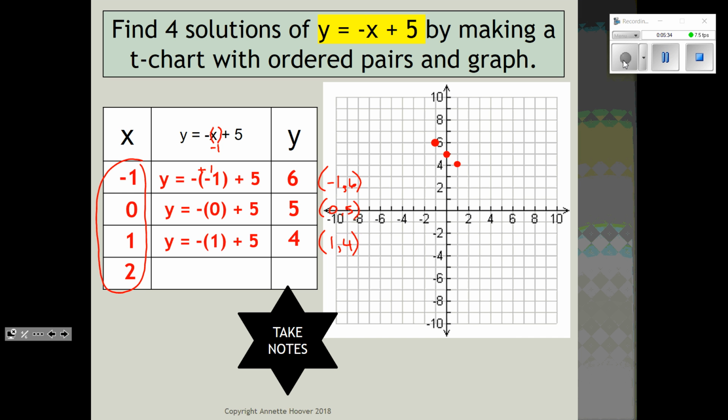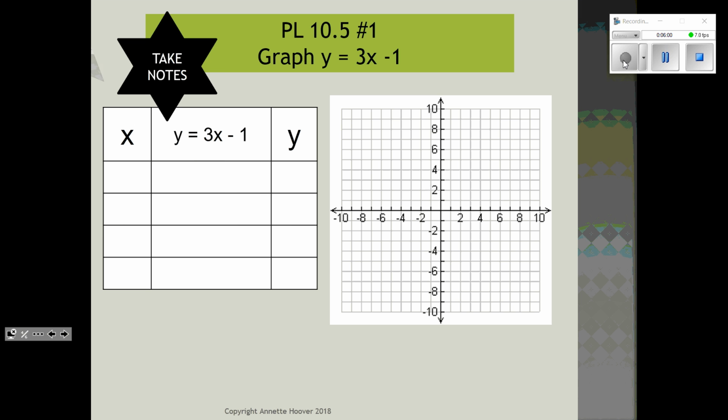If I plug in 2, I have the opposite of 2, or negative 2, plus 5. Different signs, subtract. Keep the one with the greatest absolute value, so that would be 3. So my ordered pair is 2, 3, and I graph that. Notice again that these line up in a straight line. I take a straight edge and I extend a line all the way to the edge of the graph with arrows at the end. Linear functions.